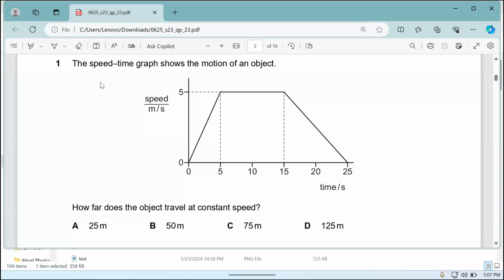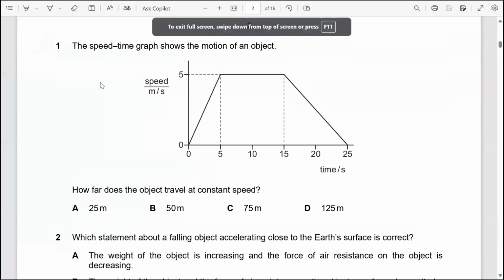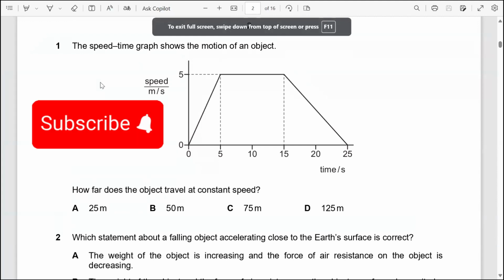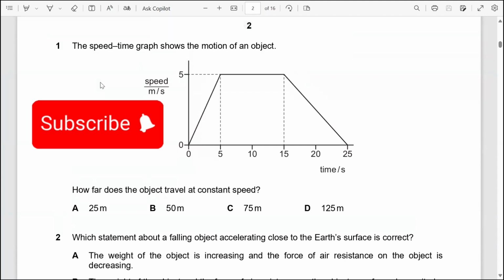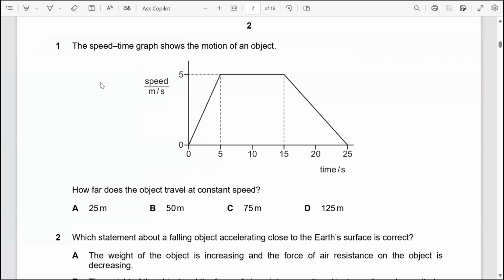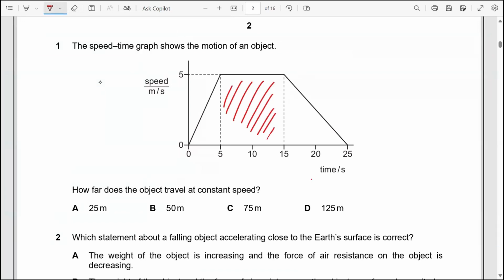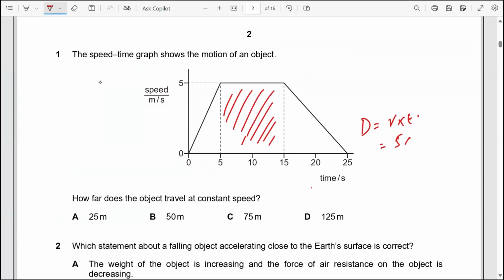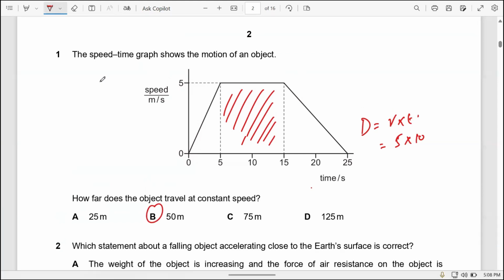So the speed-time graph shows the motion of an object, as you can see here, right? How far does the object travel at constant speed? You will have to find the area of this, right? So distance is speed into time, and the speed here is 5, and the time here is 10. So the answer is 50. Is that clear, everyone?